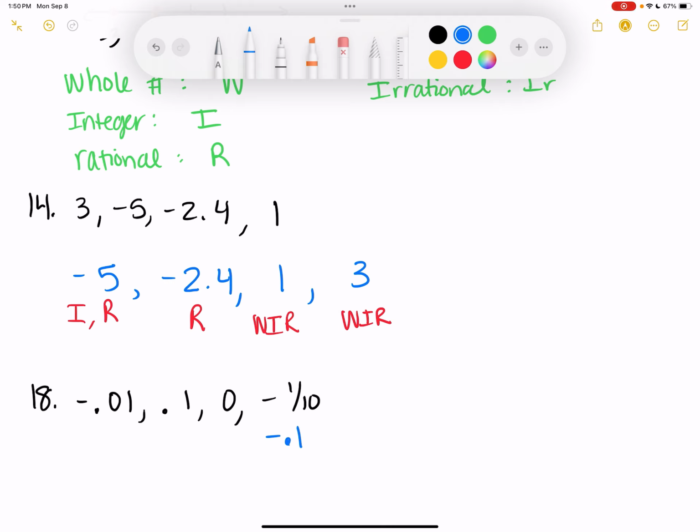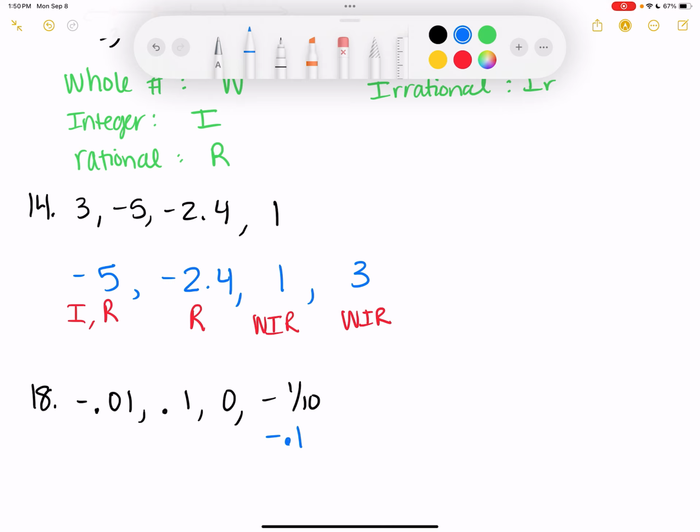Now, when you write your numbers in order, you need to write the original number from the list. Okay? So I'm not going to write -0.1 when I'm doing my order from least to greatest. I'm going to do -1/10. Because I won't always have them written down when I'm checking quizzes and tests as to which one it is. So make sure you always put them as whatever they were originally.